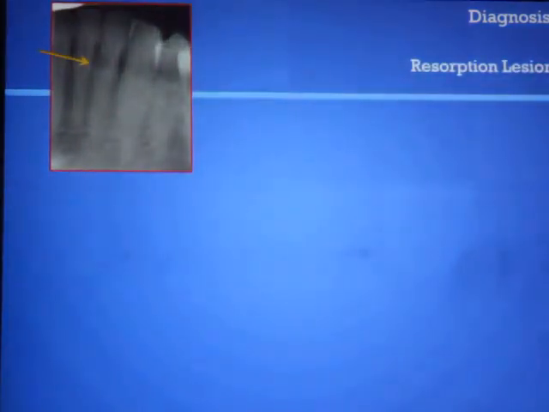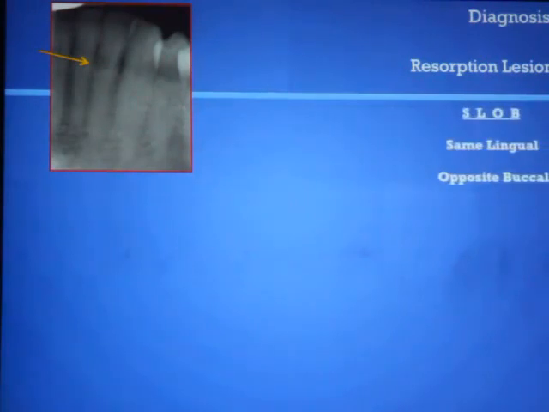A resorption lesion. So before conebeam CT days, we used to look at this kind of X-rays. We see the lesion and we used to scratch our head first and then find out where is it. Is it on the buccal side or on the lingual side? And we'll apply the rule, SLOB: same lingual, opposite buccal, by taking a second radiograph on a mesial or a distal angle.